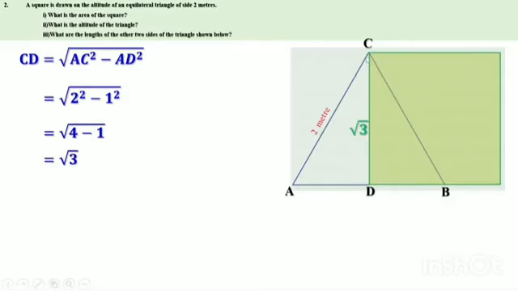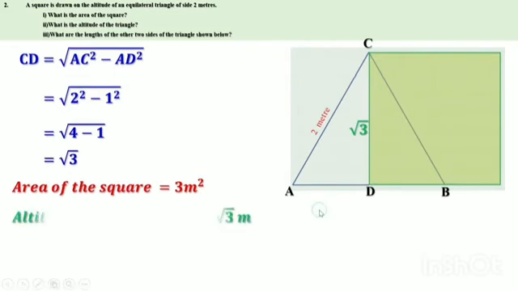So we got one side of the square. Now we can find the area of the square. Area of the square equals side square or root 3 square. What is square of root 3? 3. Therefore area of the square is 3 square meters. Now we need to find the altitude of the triangle. CD is the altitude of the triangle and we got it as root 3 meters. Therefore altitude of the triangle equals root 3 meters.